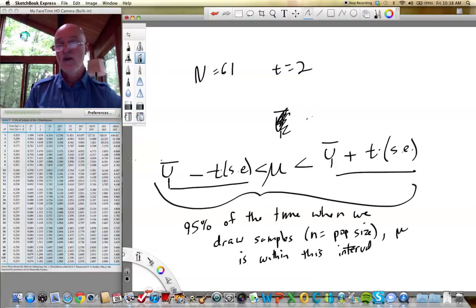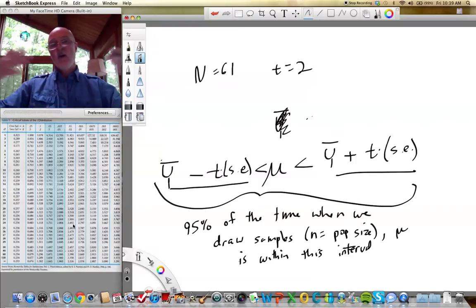Now, we could increase our confidence by looking over here, and we could choose, say, a two-tailed test with 0.01. That means that 99% of the time we would fall within that range. Notice that t gets larger, and therefore our interval is wider. So that makes sense, right? If we are needing to be confident 99% of the time, we really ought to have wider confidence intervals.